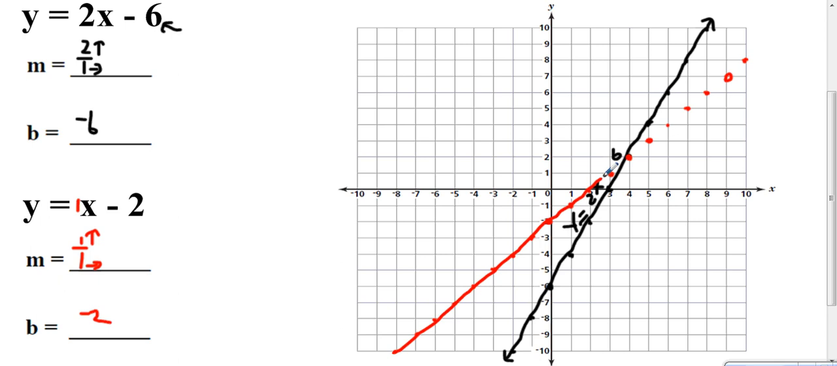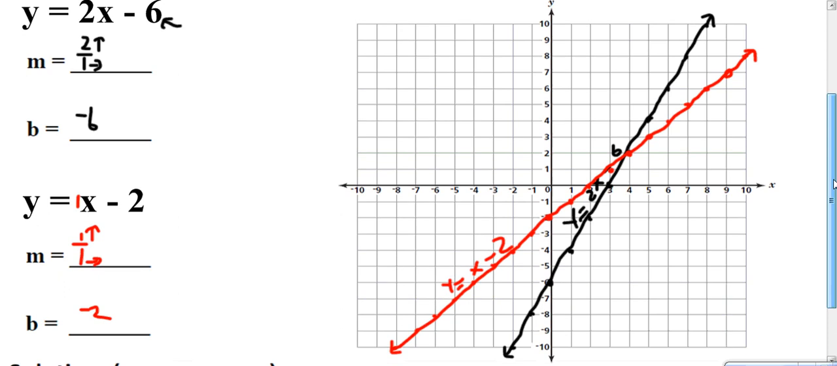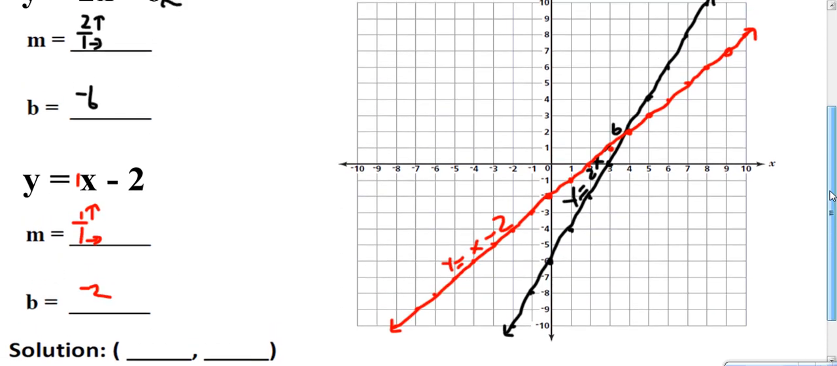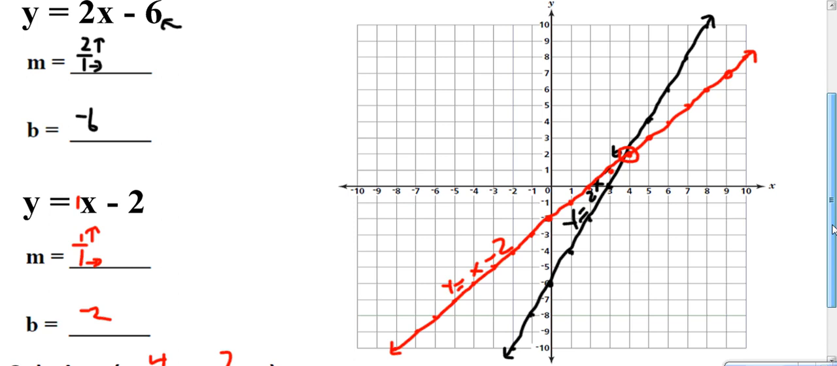Hopefully they give you a straight edge or a ruler. And you put your arrows, and you have full credit as long as you label a line. But it's not finished. You still need the solution. And here is the solution. So it's 4 for the x, up 2. 4, 2 is the solution to that system. That's how you do it.